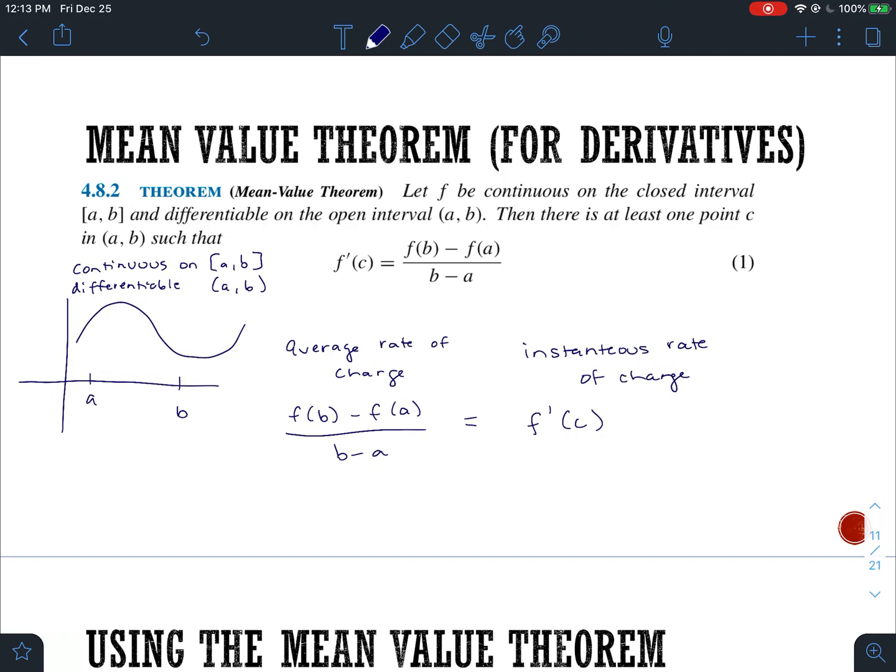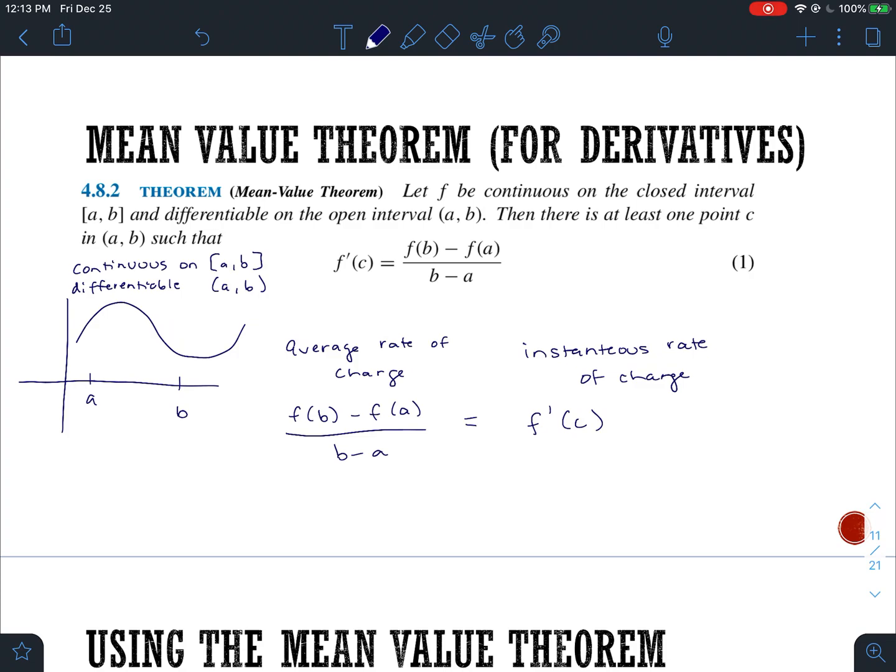What does that mean in terms of a real world application? What that means is, for example, you're driving in your car, and let's say you go on a road trip and you averaged 50 miles per hour on your road trip. Well, that means that at some point on your road trip, at least one point, you were traveling exactly 50 miles per hour. You didn't just skip over 50 miles per hour. So if you averaged 50 miles per hour while driving, then at some point while driving, you were traveling exactly on the dot 50 miles per hour. And that's all the mean value theorem for derivatives says.